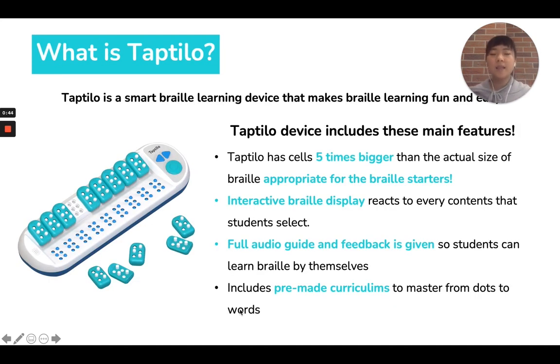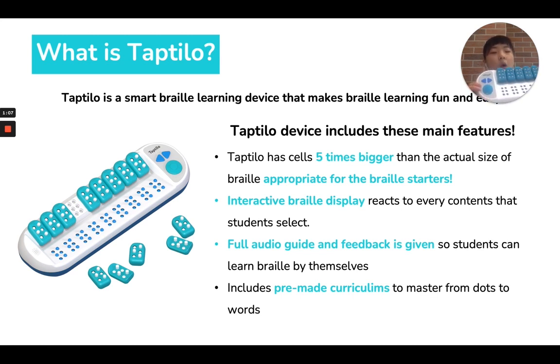So, what is Taptilo? Taptilo is a smart Braille learning device that makes Braille learning fun and easy. This is Taptilo, as you can see from the picture. And the Taptilo device includes four main features which are appropriate for Braille beginners.